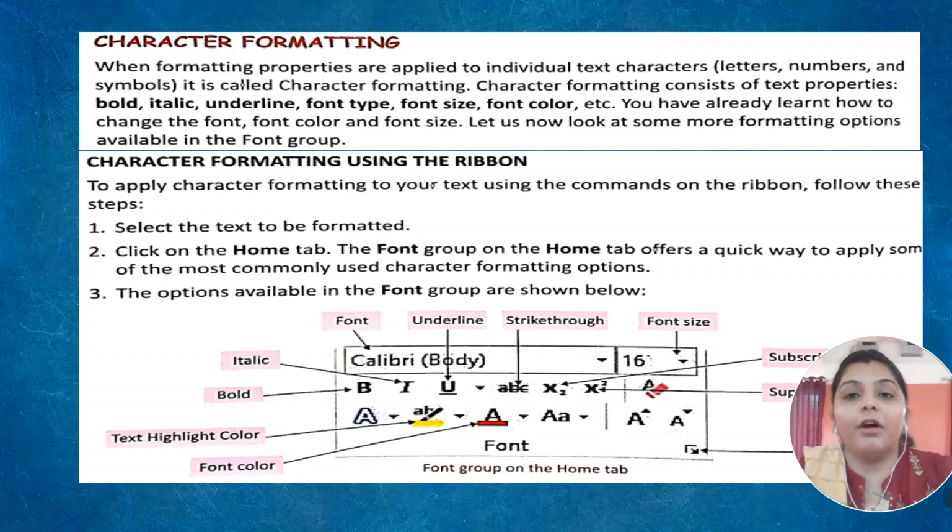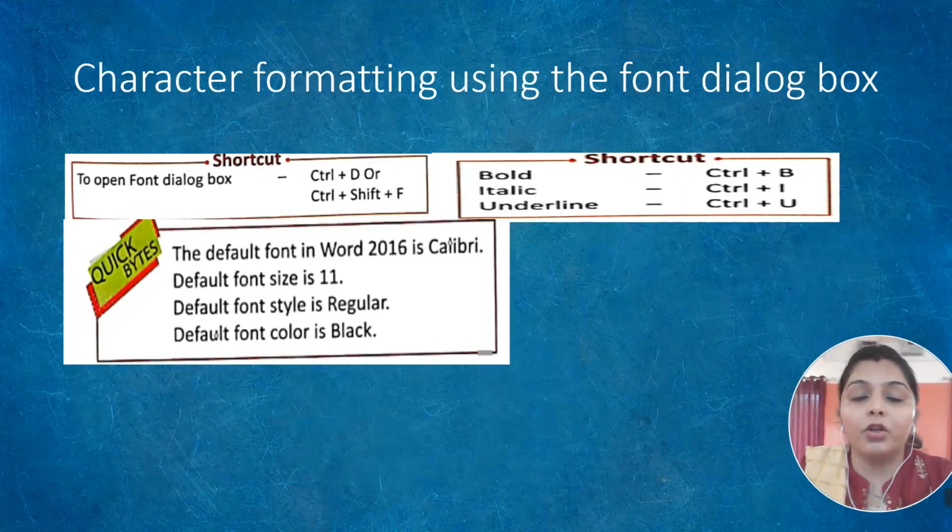When we are doing some changes to a given text, that is known as formatting. If we are changing the font size, font color, or font type, all these things are known as character formatting. Now you can also do the character formatting using the Font dialog box. In your textbook it is written over there, and the shortcut keys are written over here.